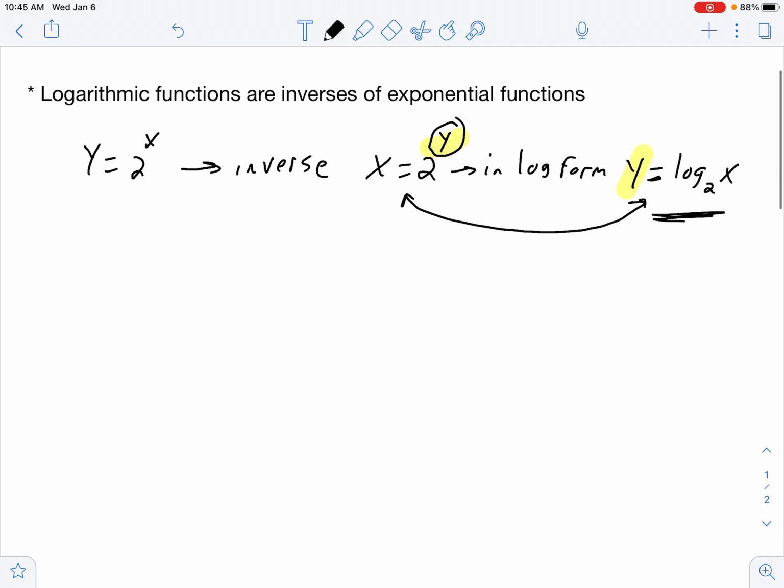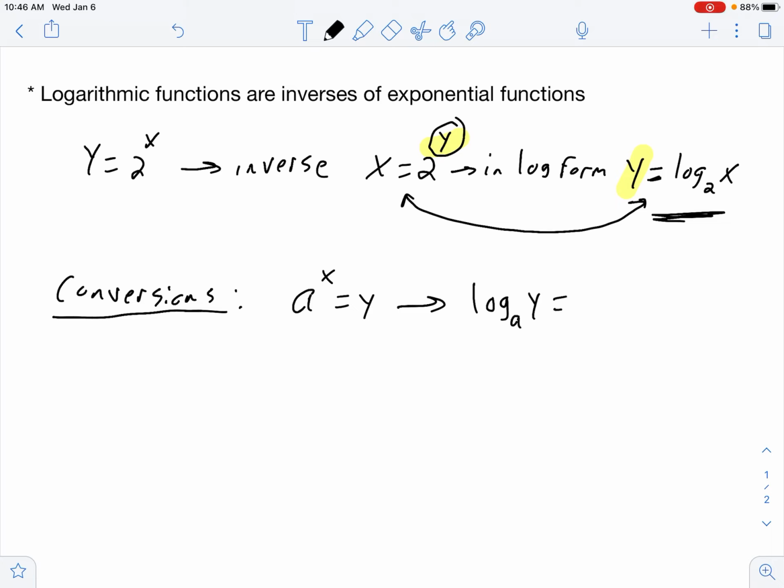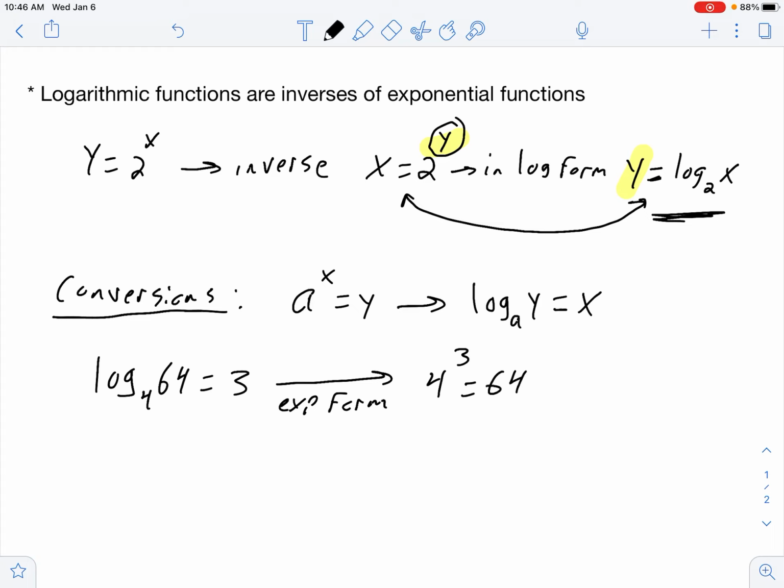So let's talk about some conversions. Let's say we have a to the x is equal to y. Well, in logarithmic form, that's going to be log to base a of y is equal to x. So if I had this example, log base 4 of 64 is equal to 3, and I want to put that in exponential form, that is going to be 4 to the third is equal to 64.